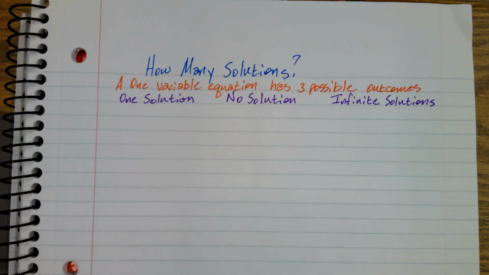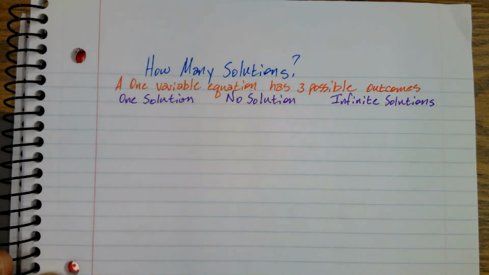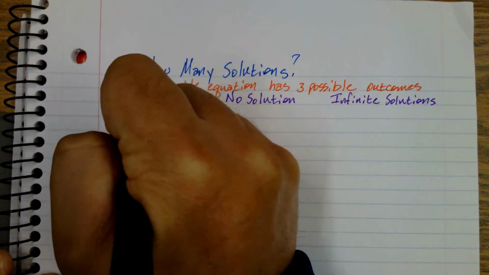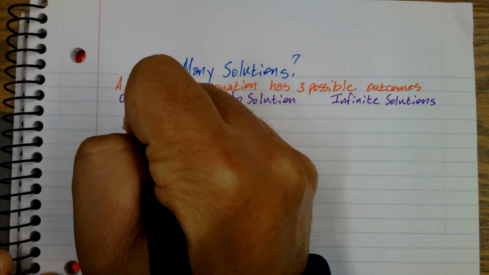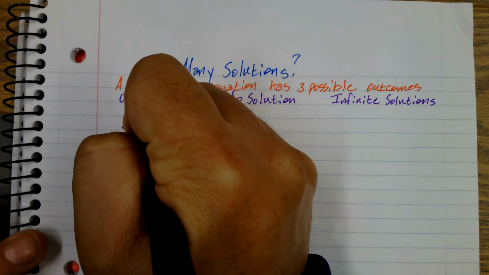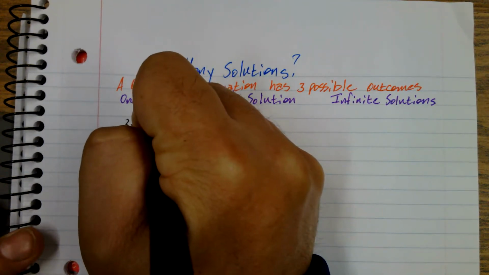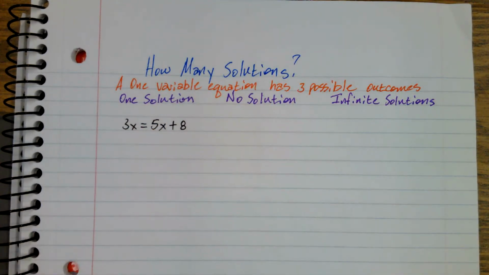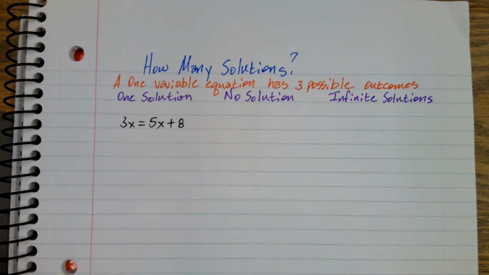Okay. So let's explore an example that gives us a little of each. Let's start with one solution, just to kind of reacquaint ourselves. So we're going to solve the following: 3x equals 5x plus 8. Okay, go ahead and write that down. And we're going to solve this, and we're going to end up with one solution. So we got variables on both sides.